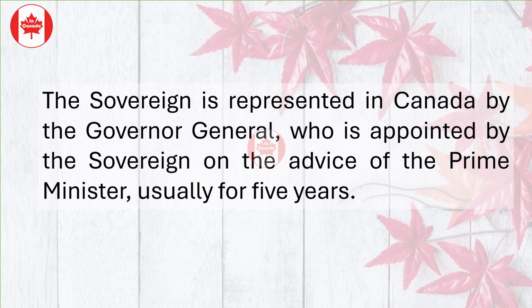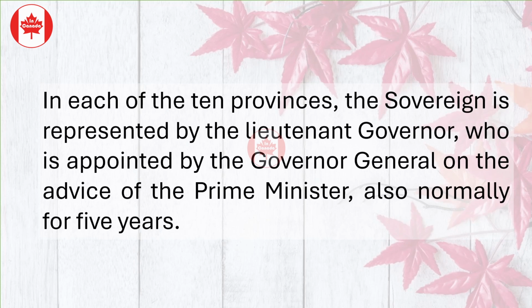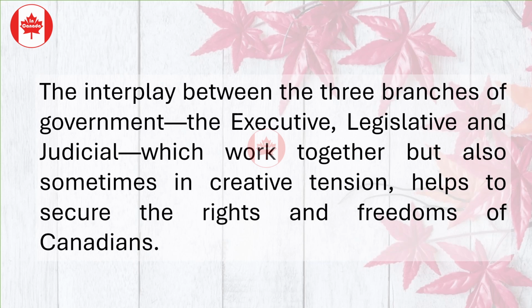The sovereign is represented in Canada by the Governor-General, who is appointed by the sovereign on the advice of the Prime Minister, usually for 5 years. In each of the 10 provinces, the sovereign is represented by the Lieutenant Governor, who is appointed by the Governor-General on the advice of the Prime Minister, also normally for 5 years. The interplay between the three branches of government, the executive, legislative, and judicial, which work together but also sometimes in creative tension, helps to secure the rights and freedoms of Canadians.